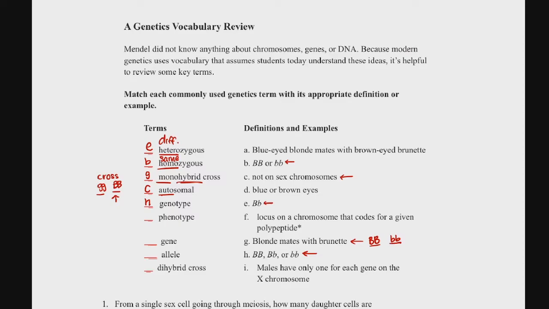Next is phenotype. A phenotype is the expressing characteristic. It's what you see. An example of this would be blue or brown eyes. So you can see when looking at somebody that they have brown eyes, and that is their phenotypic expression. Therefore, we can put D as our answer for phenotype.